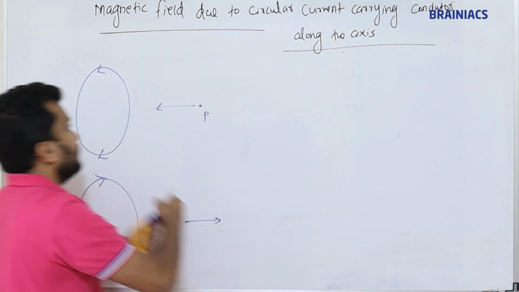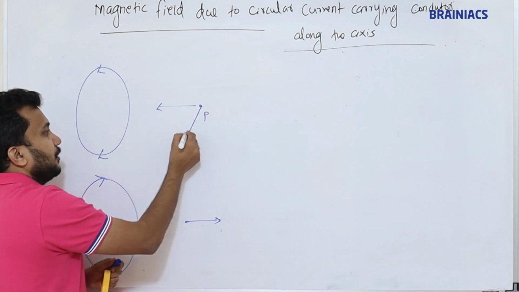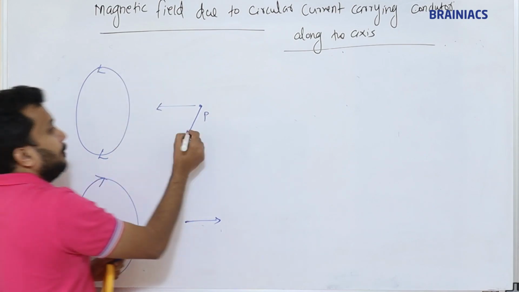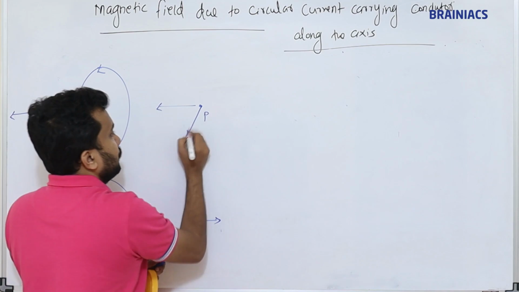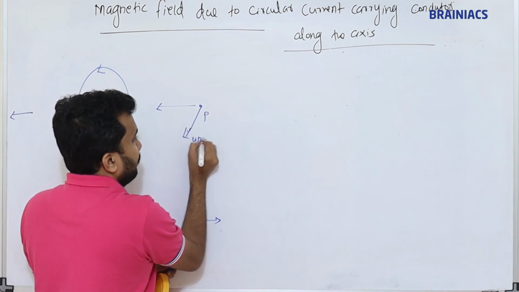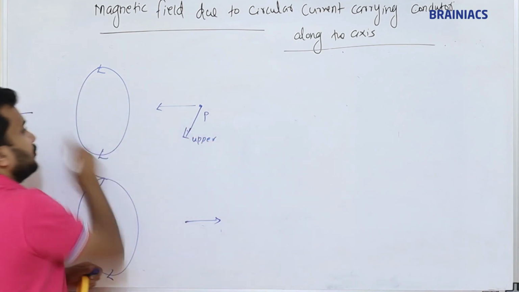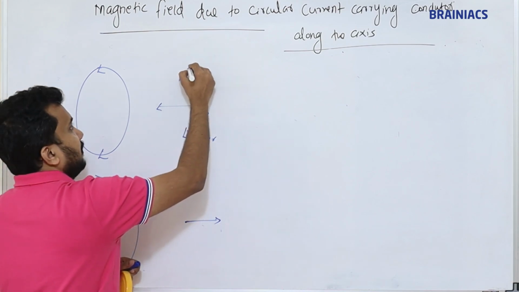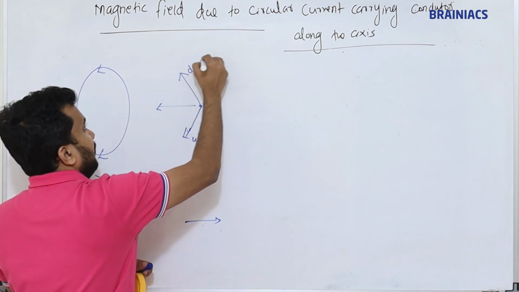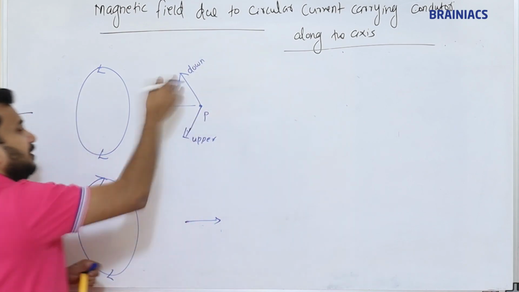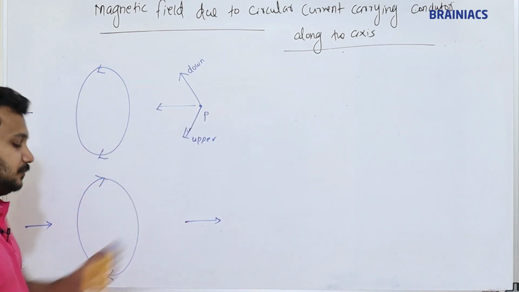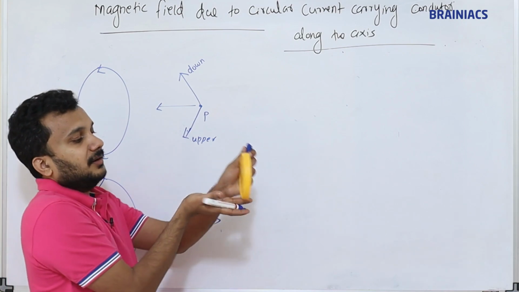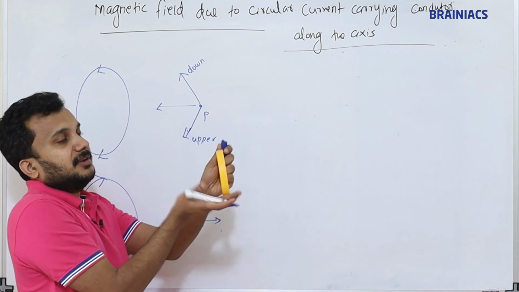So here we have seen that the magnetic fields are going down because of the upper part. Okay, so in order to understand, because of the upper part and because of the lower part, we also see the magnetic fields going. This is because of the down part. Okay, upper part and down part. So here the magnetic field lines are coming like this.